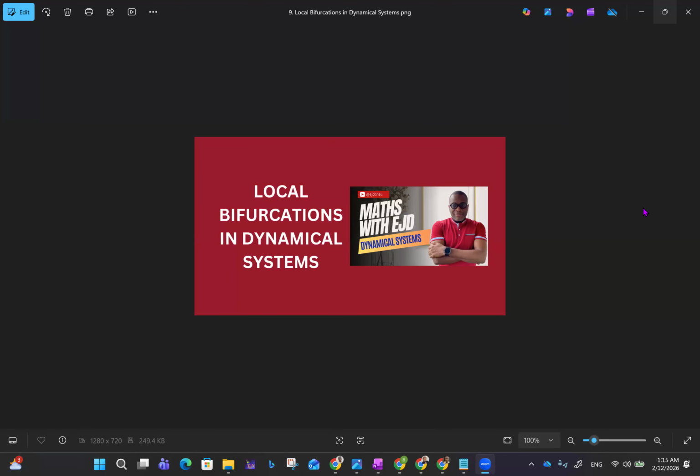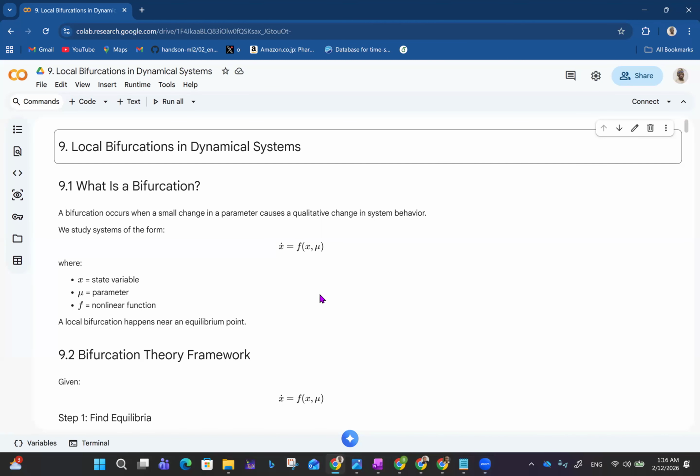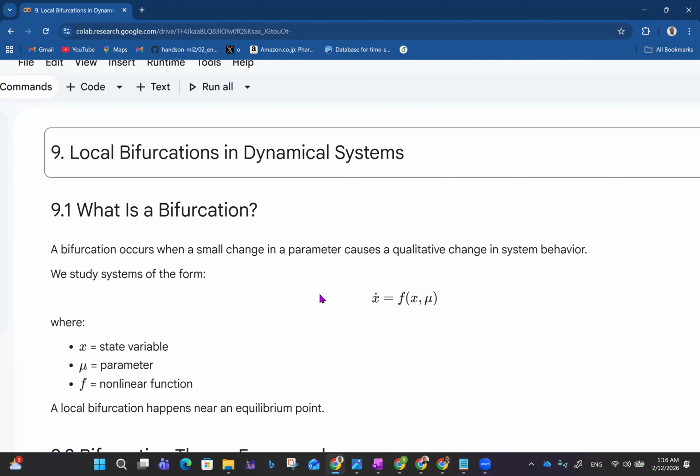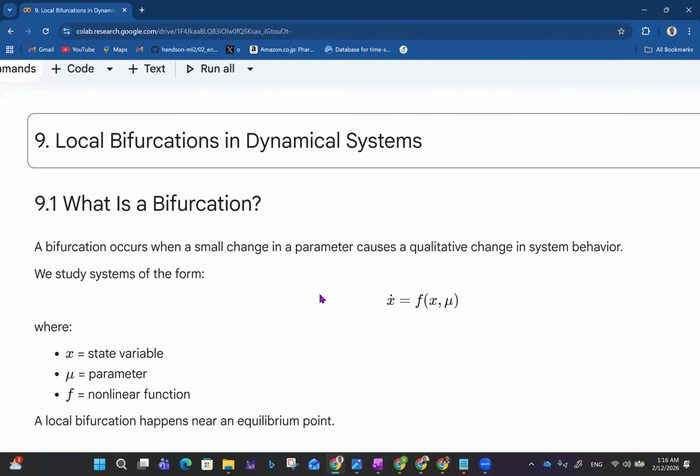In this video and the next, I'll be looking at bifurcation theory. In previous videos, we had taken a bit of a look at some of this bifurcation stuff, and I think it's important to take a closer look at it. So here we are looking at local bifurcations in dynamical systems. So straight up, what are we looking at?